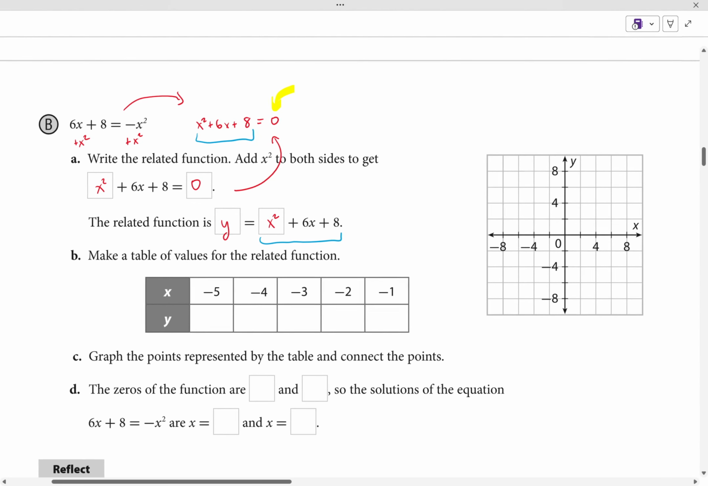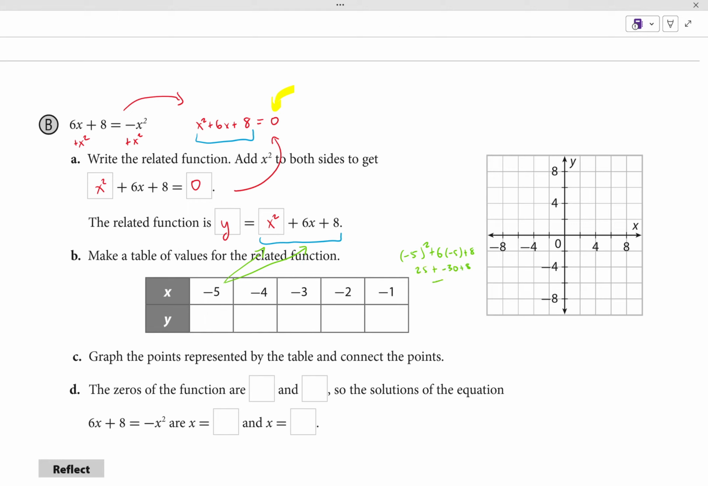Now we can make a table to graph it. So I'm going to plug in -5 into x in each of those parts. For -5, I'm going to have -5 squared plus 6 times -5 plus 8. That's 25 minus 30 plus 8. -5 plus 8, I got 3. Okay, I want to plug in -4. It's probably easier to use the calculator for this, but if you do that, just make sure to write your parentheses around your negative.